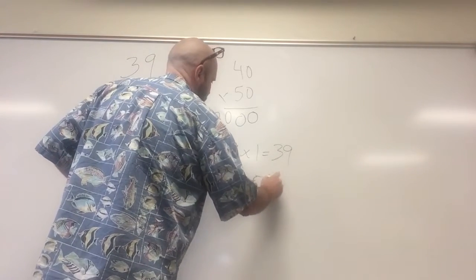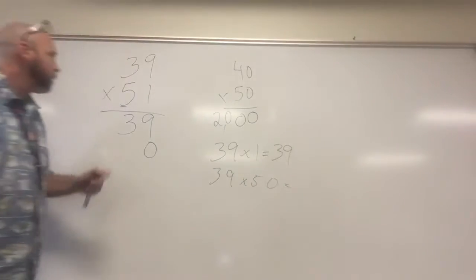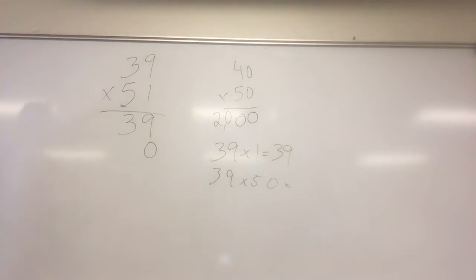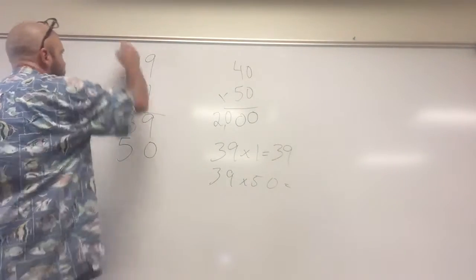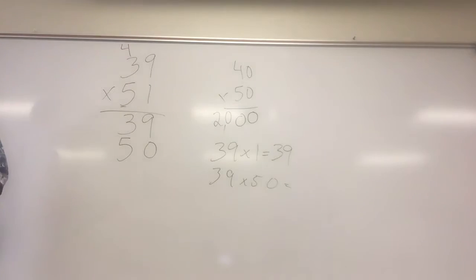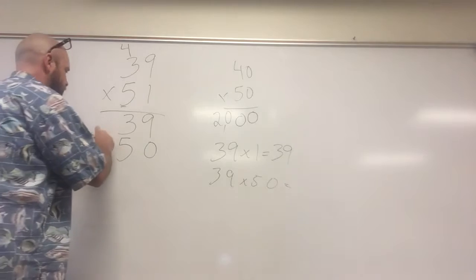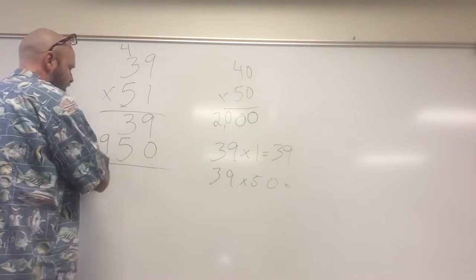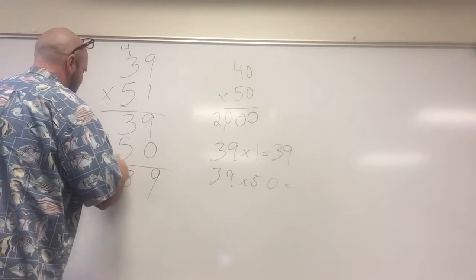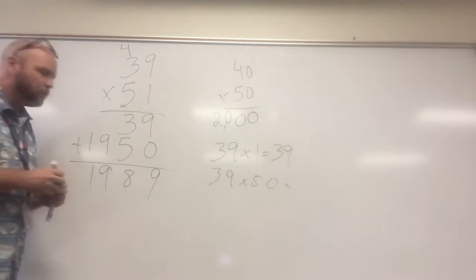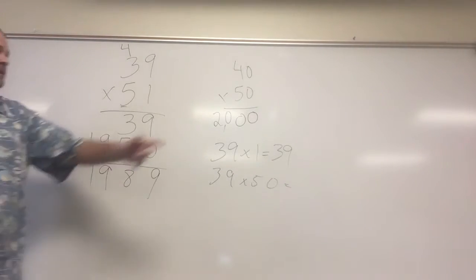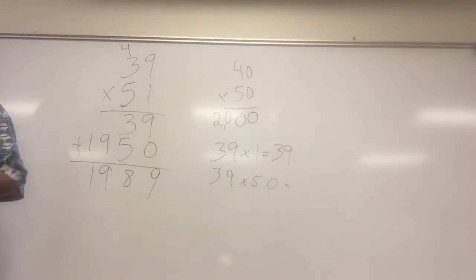5 times 9 is 45. 5 times 3 is 15, and plus 4 is 19. And then you get the answer of 1,989. Is that close to 2,000? Yes, that's in the ballpark.